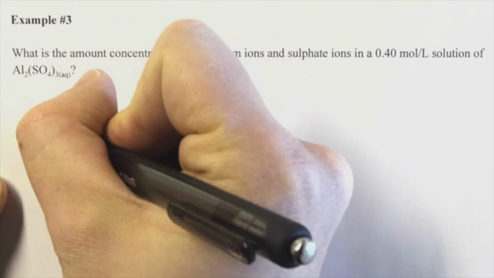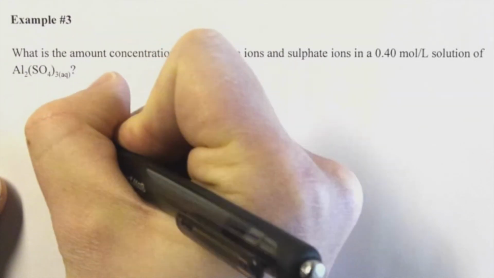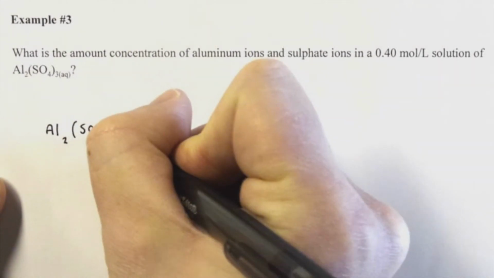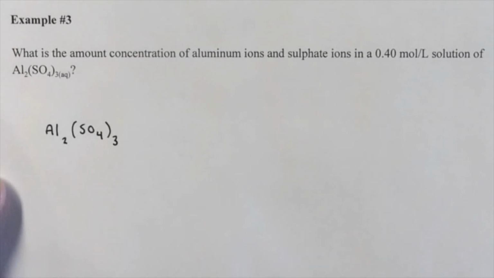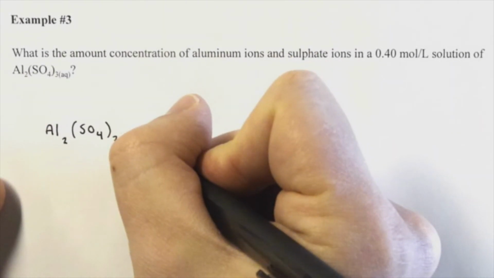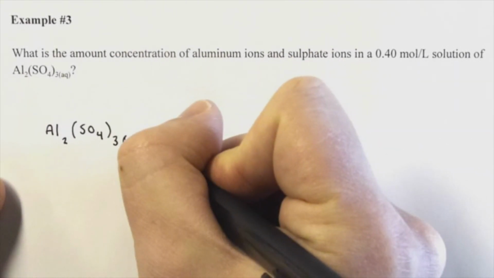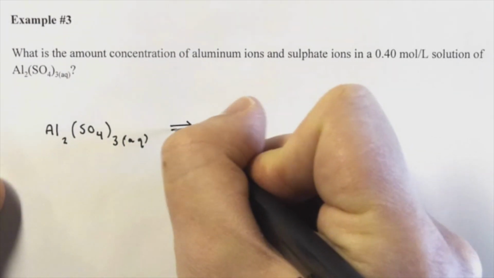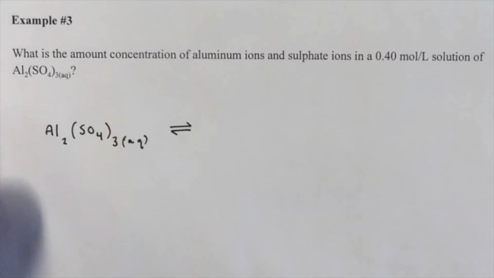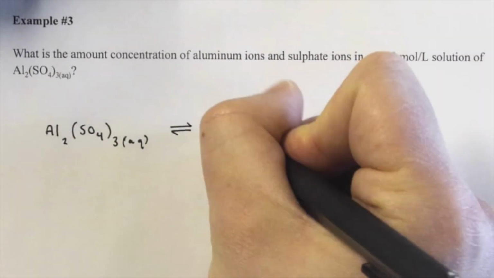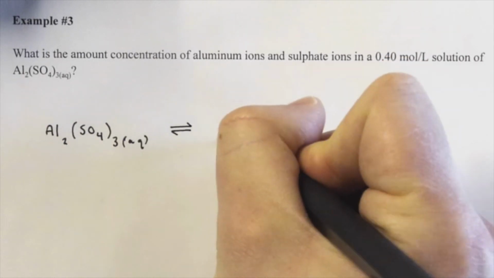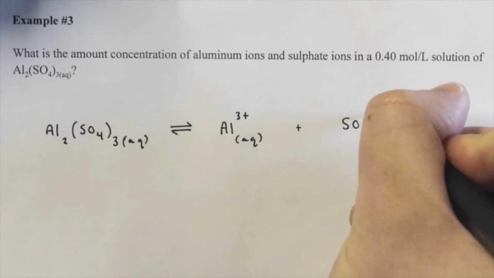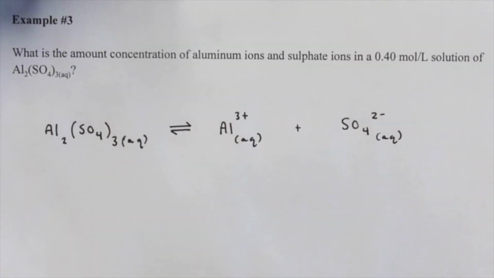I'm going to write out the dissociation equation for aluminum sulfate. When aluminum sulfate dissociates, I'm going to write it in the aqueous state because once it dissociates, it's going to turn into aluminum ions with a 3+ charge and sulfate ions, each with a 2- charge.